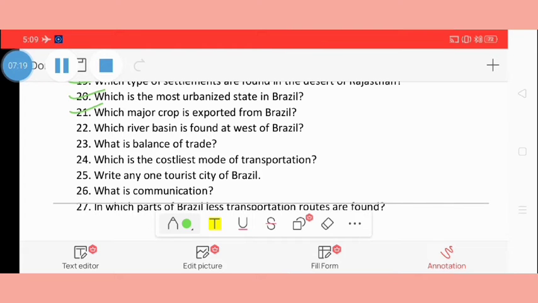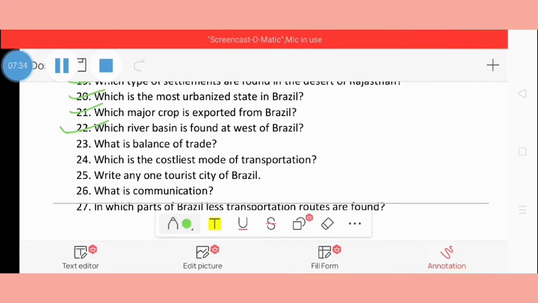Which river basin is found at west of Brazil? Amazon river basin is found at the west of Brazil.